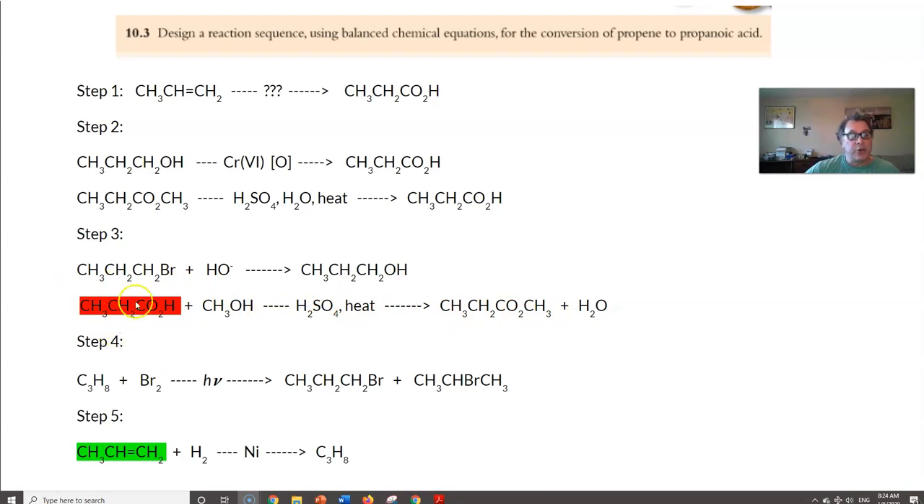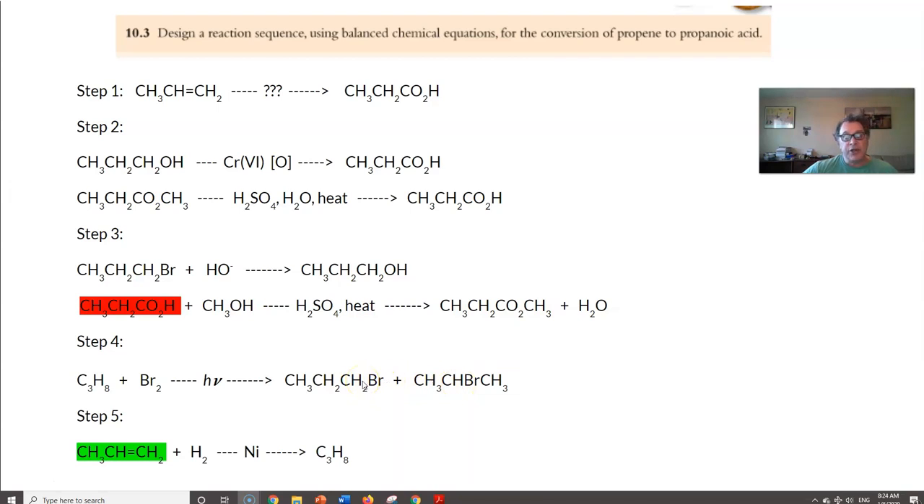And so now we ask the question, well, how do we make 1-bromopropane? Well, if we had propane and bromine, we could use light, free radical halogenation, bromination, and we would get a mixture of 1-bromo and 2-bromopropane. And that's okay, because we can separate these two compounds. You can assume that you can separate these.